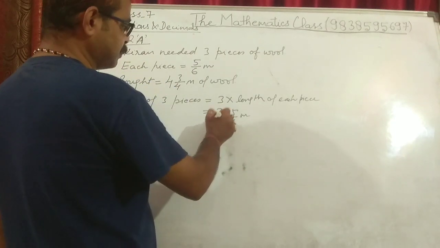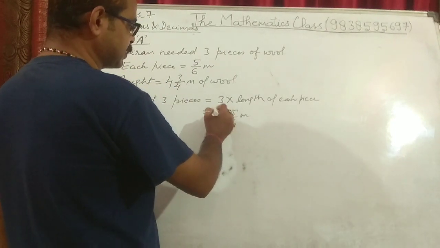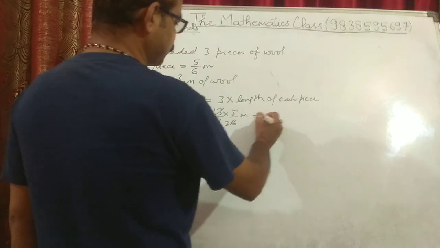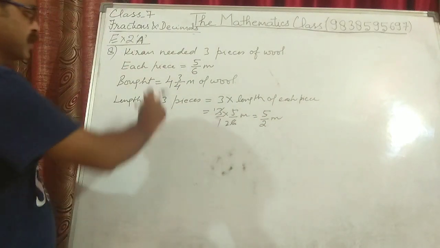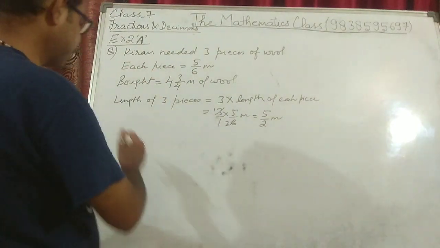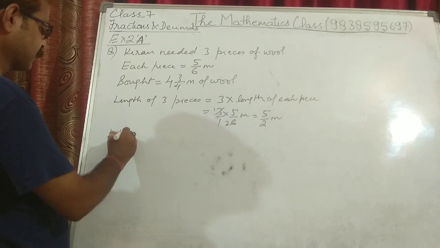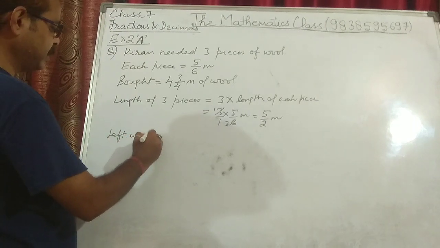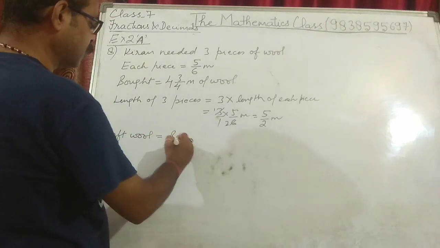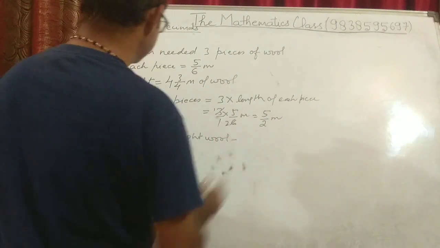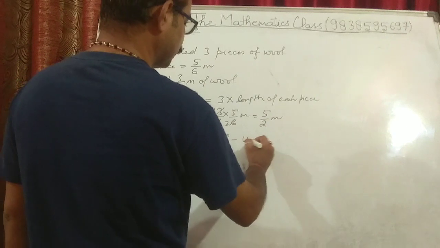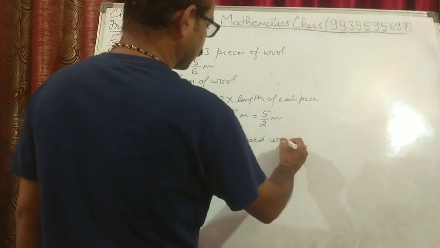So in total, 3 can be written as 3 upon 1. 3 ones are 3, 3 twos are 6. It is how many meters? 5 upon 2 meters. But she bought this much. So how much is left? So left wool will be bought wool minus used wool.